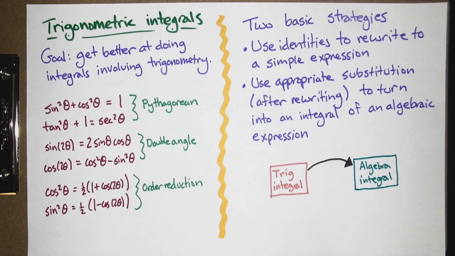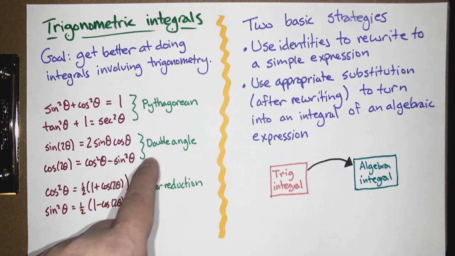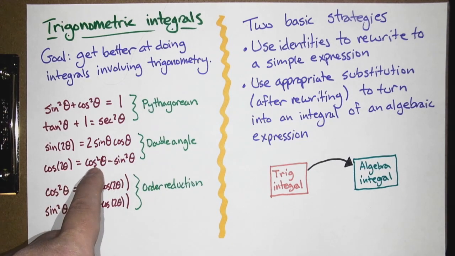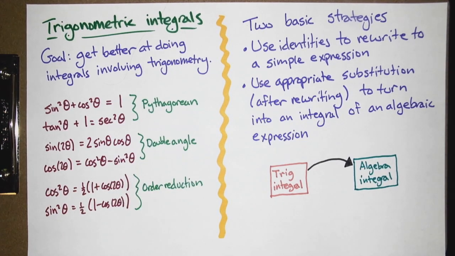Sine of 2 theta is 2 sine theta cosine theta. Cosine 2 theta is cosine squared minus sine squared. And then there's order reduction or power reduction, which says, if I have cosine squared or sine squared, I can rewrite it. So cosine squared is a half 1 plus cosine of 2 theta. Sine squared is a half 1 minus cosine 2 theta.